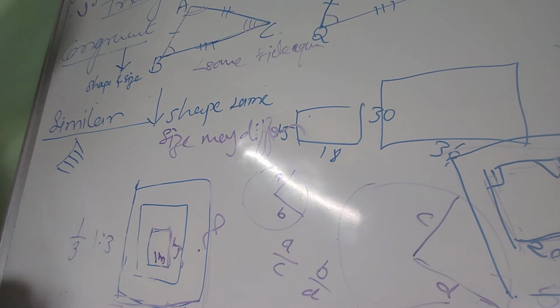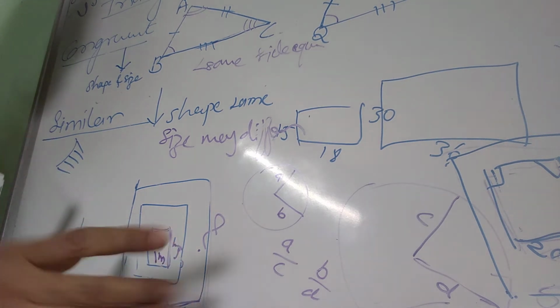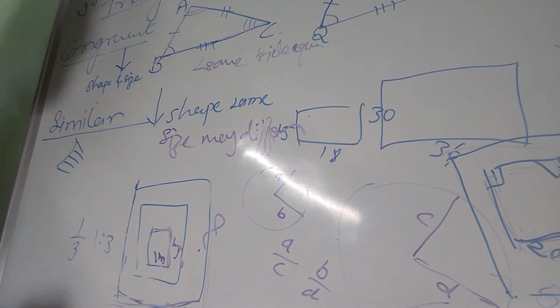And that is the use of similarity: to make perfect models, to find out the height, to find out the distance, to find out the height of a tall tower, pole, or even a mountain. We can find out even the width of the banks of a river. These are all applications.